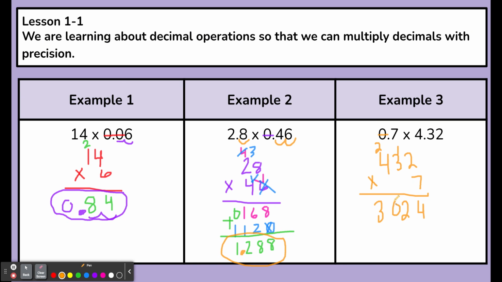Now remember, these are decimals, so I have to go back and count the numbers behind the decimal point. I have 1, and then I have 2 more. So I had a total of 1, 2, 3 numbers behind the decimal point in the problem. So my answer must have 1, 2, 3 numbers behind the decimal point. And that is how you are going to multiply decimals.